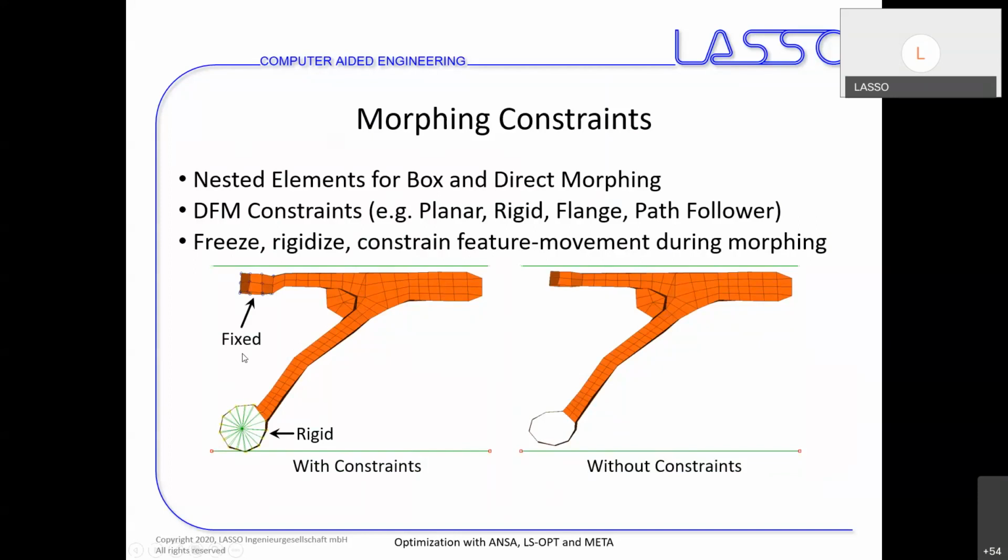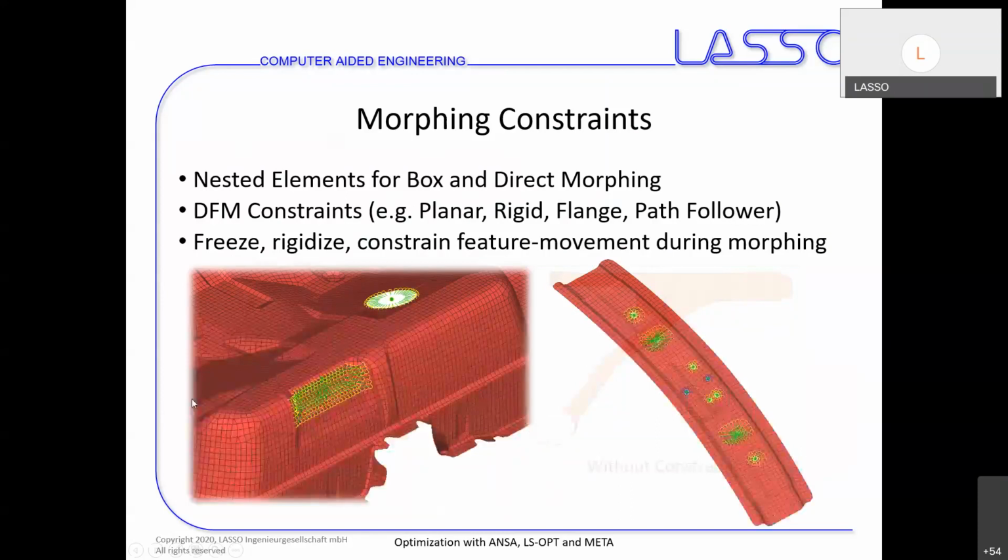Another example here. Here, this nested element is not moved at all. So we can even constrain all degrees of freedom for the morphing and keep a specific area, although it is included in the morphed area, as fixed. These nested elements can be applied on box morphing or on direct morphing.